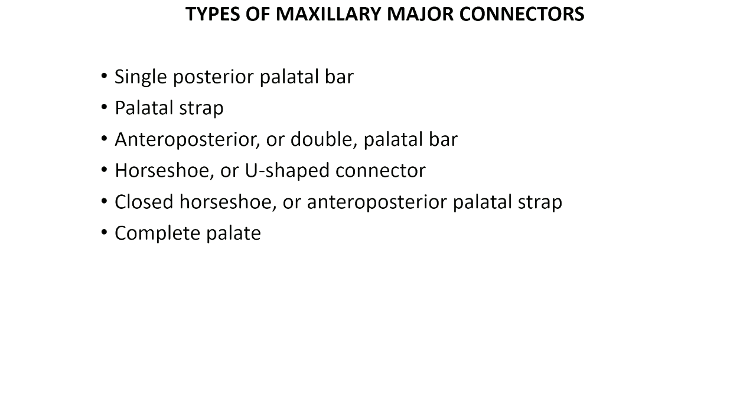Coming to the types of maxillary major connectors, there is a single posterior palatal bar, a palatal strap, an antero-posterior or double palatal bar, a horseshoe-shaped or U-shaped connector, a closed horseshoe or antero-posterior palatal strap, and the final variety is the complete palatal connector, one with complete palatal coverage.